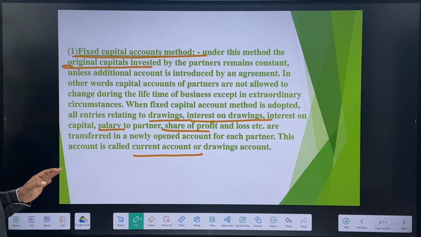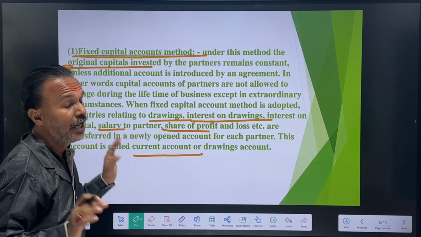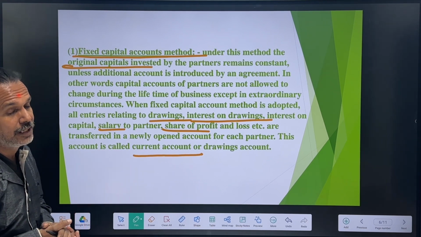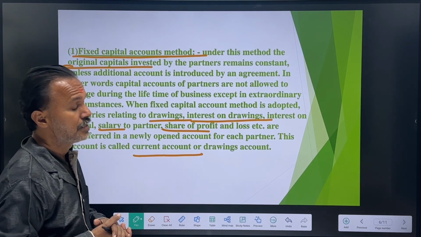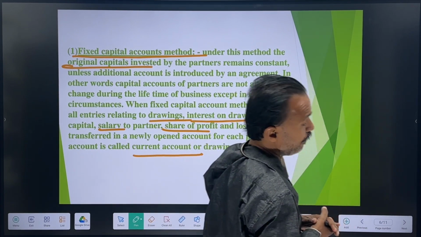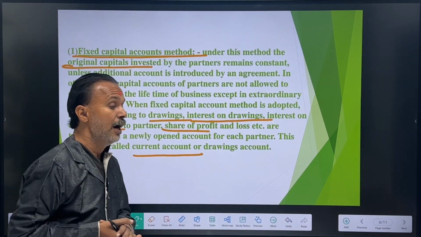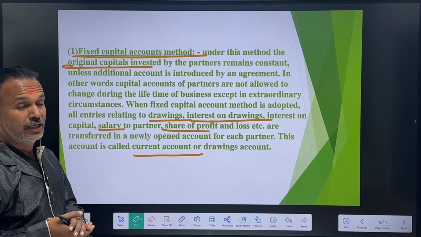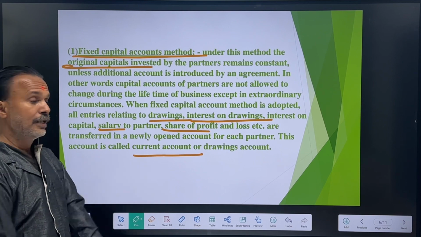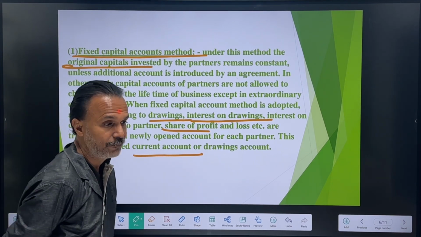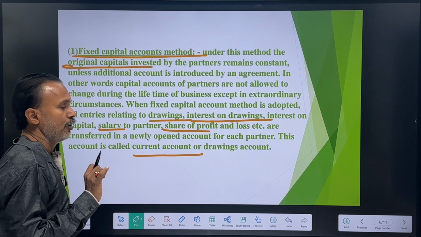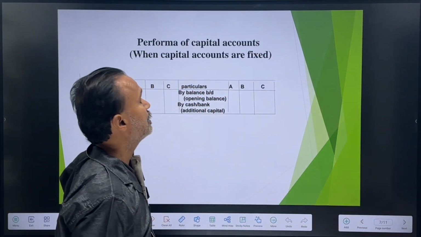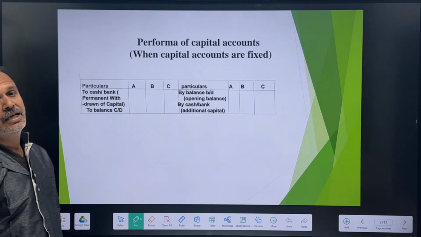In the case of fixed capital account, the original capital invested by the partners in the firm remains constant in the whole life of the firm. It does not change from time to time, and all entries relating to drawings, interest on drawings, salary, commission, and profit of the P&L appropriation account are transferred to a newly opened account. This newly opened account is called partners' current account. So in the case of fixed capital account, we prepare two accounts: partners' capital account and partners' current account.